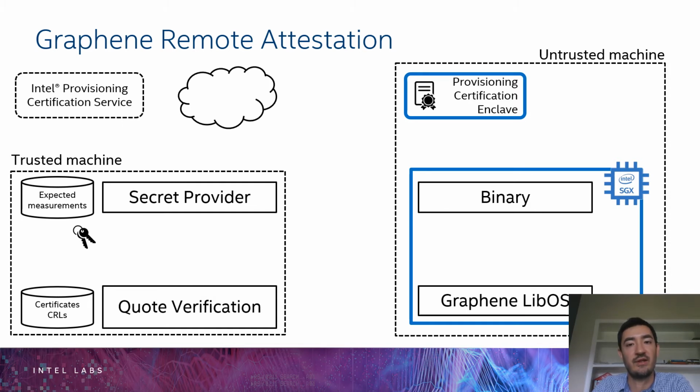This application will connect to the remote machine, establish a secure communication channel, verify that the remote machine is a genuine SGX-enabled machine and that the application and Graphene run in a genuine SGX enclave, and after that release secret inputs to this remote machine. So secret inputs are represented as a keyring on this diagram. Note that since the user shipped Graphene and binary to a remote machine, the user knows their corresponding expected measurements.